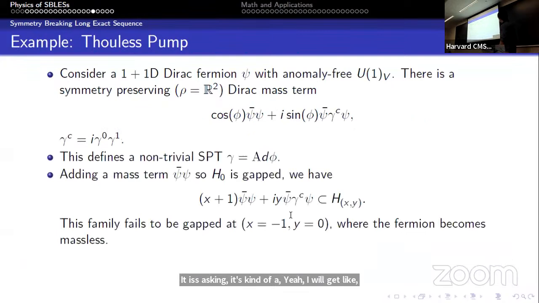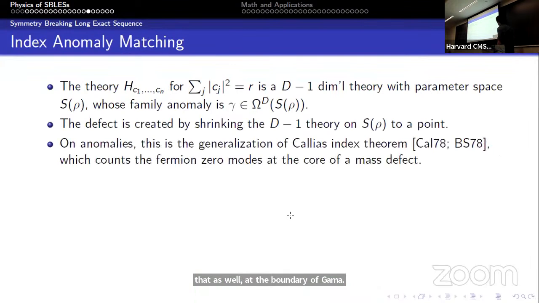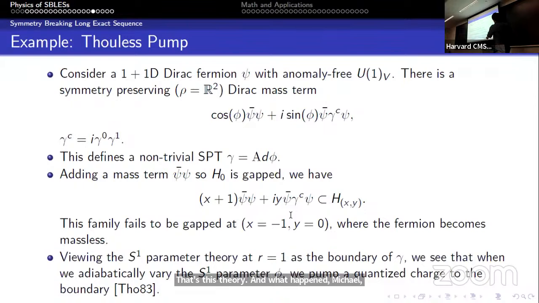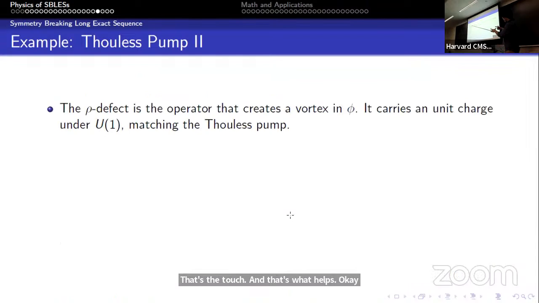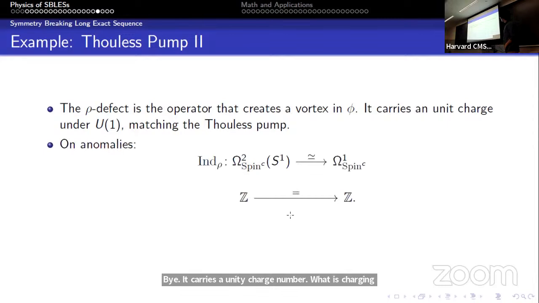So what happens is I think about the S1 parameter theory at the boundary of gamma. This theory is the boundary of gamma. When I adiabatically vary S1, rotating the angle phi, I pump one charge. But now I can shrink that circle into a single point, and what I am detecting is the defect, which just creates a vortex. And the vortex carries a unit charge, and that exactly matches.